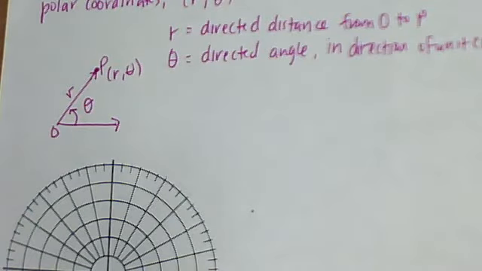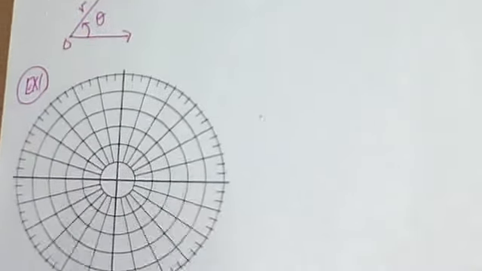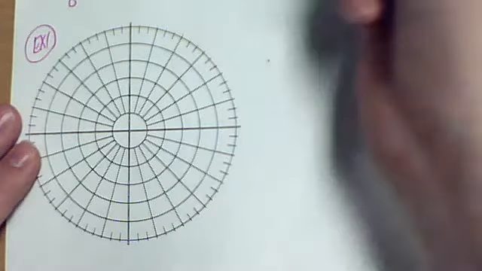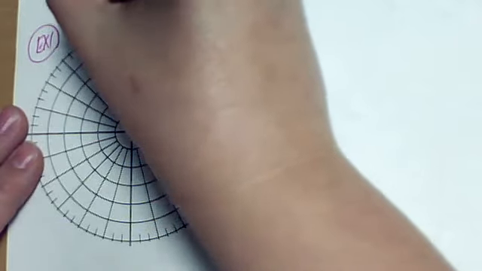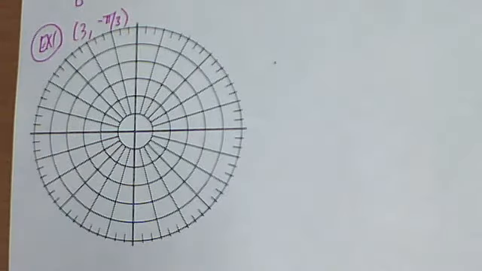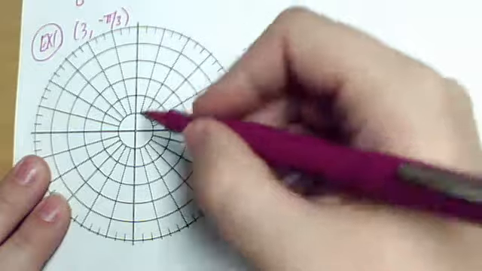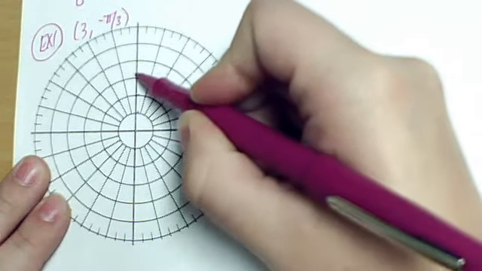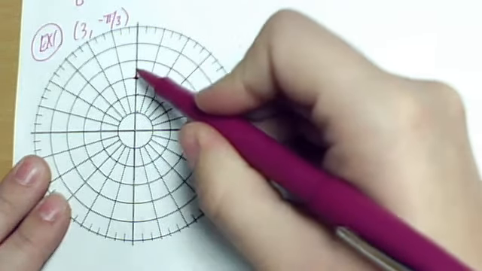An example 1. I have these graphs drawn for you so that it makes it easier for us to plot. I want to plot the point 3, negative pi over 3 and then write it 2 different ways, so find coterminal angles that are the same. This 3 right here indicates that I'm going to go out 3 on these lines. If I were to go out 1, 2, 3, that would be my third line. So somewhere along this third circle is where I'm going to put the dot.